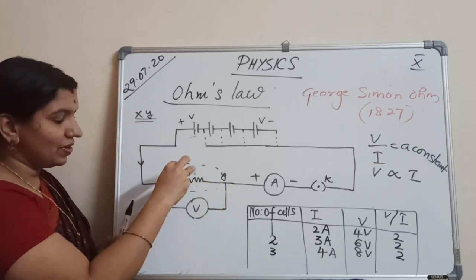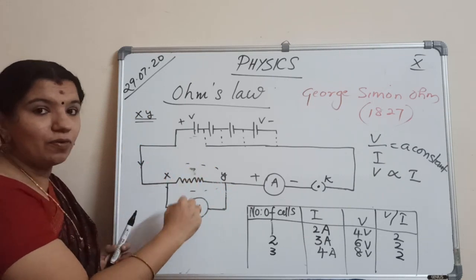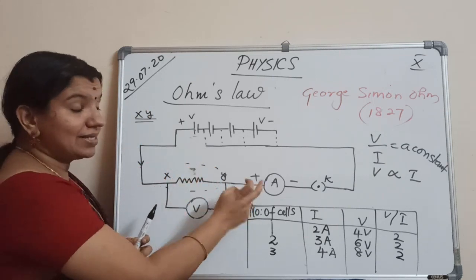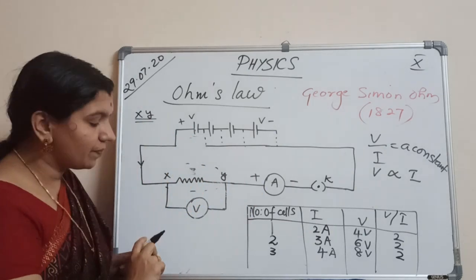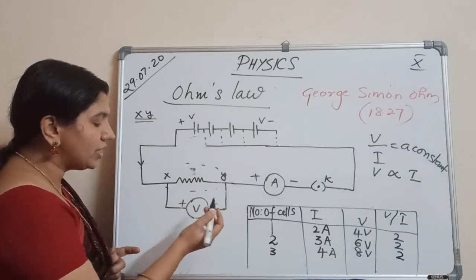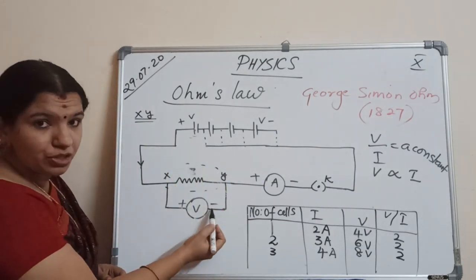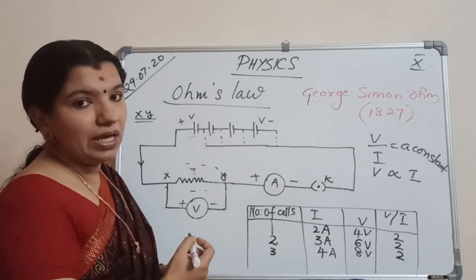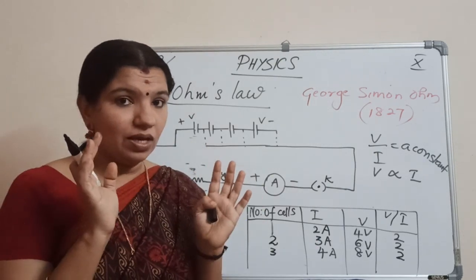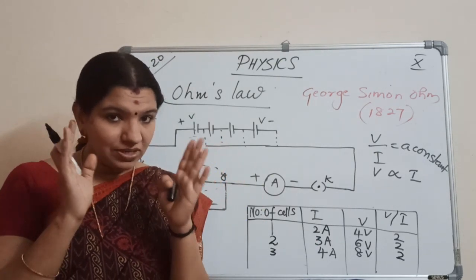Okay, in the last class we used a bulb and we connected a voltmeter in parallel. Ammeter is always connected in series. Then we told that the negative of the voltmeter should be connected to positive of the ammeter. So connection should be very precise, okay, very much accurate.